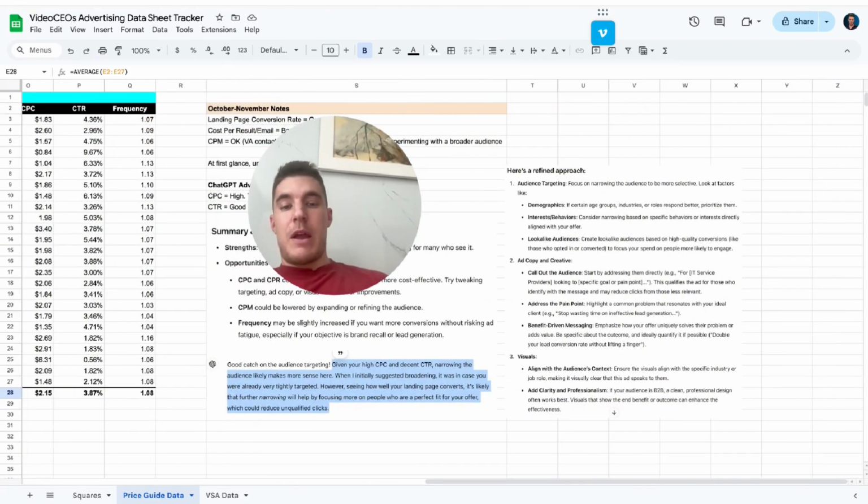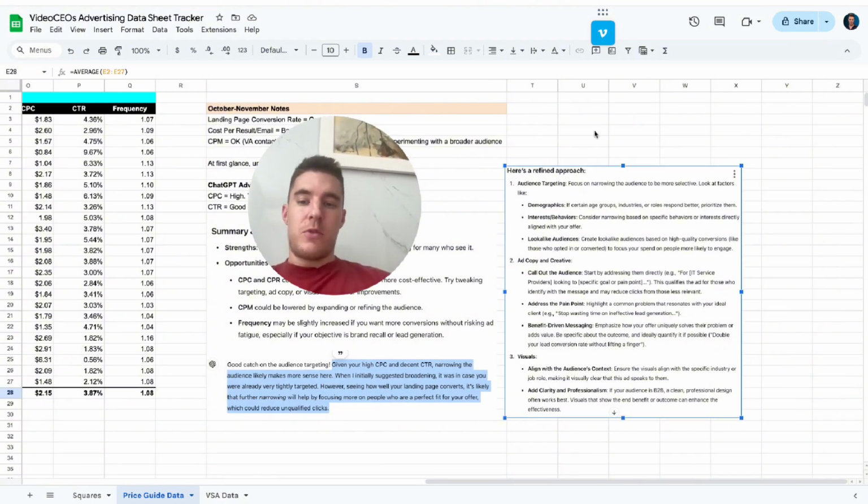So if you've got any better advice, let me know in the comments below. The idea of this is really just to document my thought process. Audience targeting is quite easy to do on Facebook, but you've still got to test lots of different ad sets.